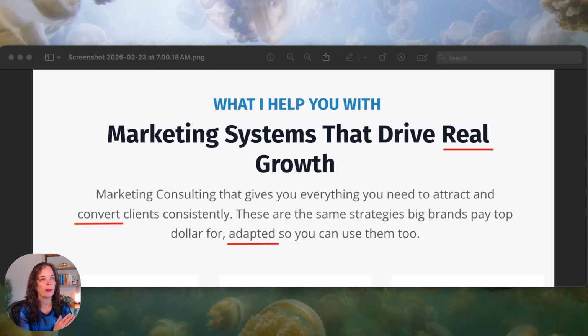This was the old copy. So I said, marketing systems that drive real growth. Marketing consulting that gives you everything you need to attract and convert clients consistently. These are the same strategies big brands pay top dollar for, adapted so you can use them too. So now if you're scanning really, really fast and you're not thinking and you don't even know what a conversion is, this copy is awful. So here's how I fixed it.